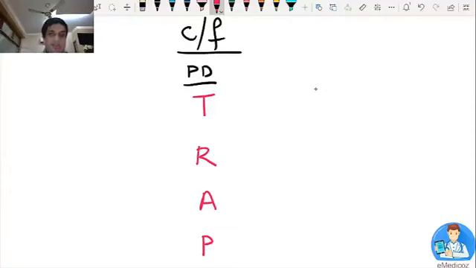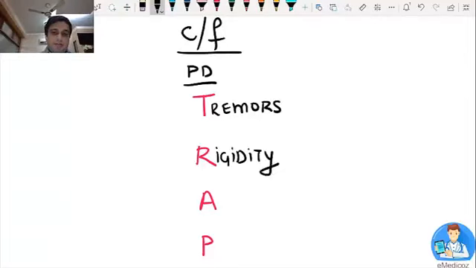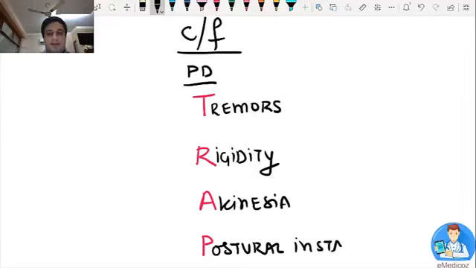T stands for tremors. R stands for rigidity. A stands for akinesia. And P stands for postural instability. So these are the classical symptoms of a Parkinson disease patient that we know about: tremor, rigidity, akinesia, and P, the last, postural instability.